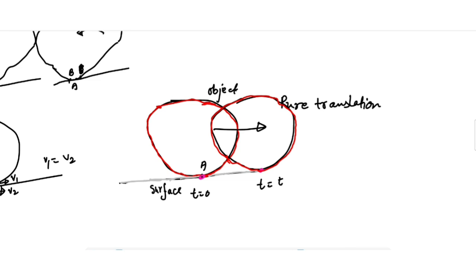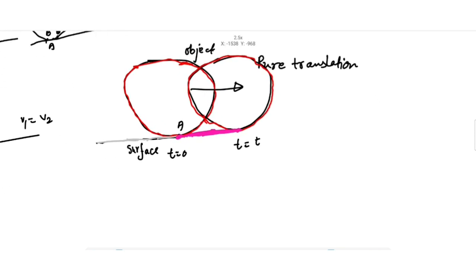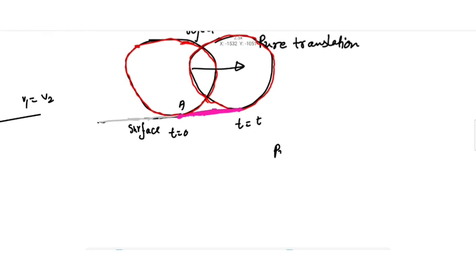Sorry, I said it wrong. I apologize. The object will have red color except at the point of contact A, and the surface on which it has moved will gain pink color because the red ink is constantly coming here. So this one will gain pink color. So this is what I mean by pure translation. And what I mean by pure rotation.